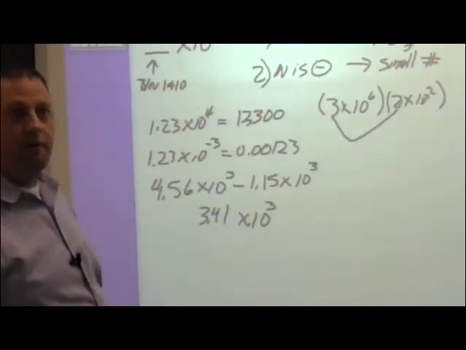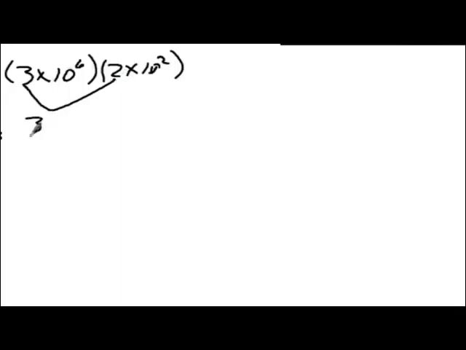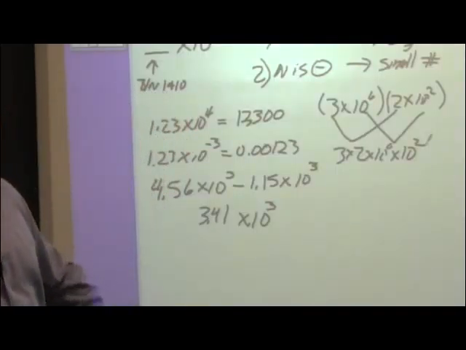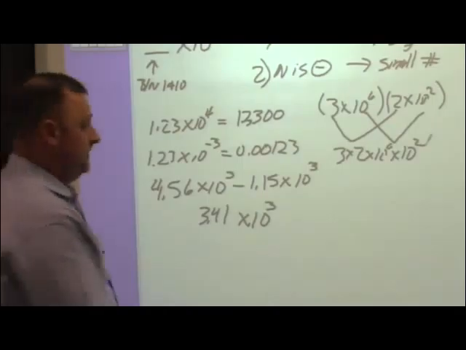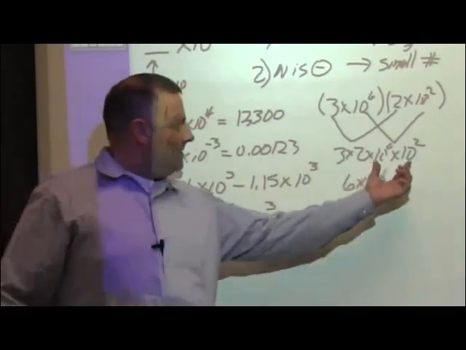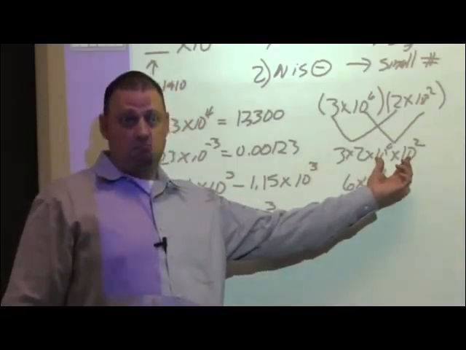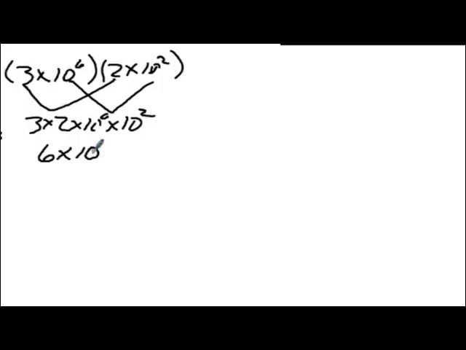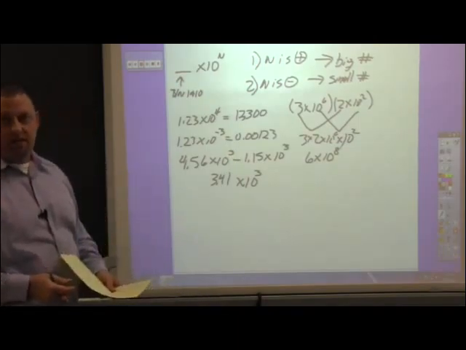We can multiply the 3 and 2 that are in front of the times 10. And now let's bring down the times 10s: times 10 to the 6th, times 10 to the 2nd. It's legal. You're allowed to do that. Now, 3 times 2, that's 6, times 10. Now, if you remember, these guys are both times 10. When you multiply, you add the exponents. Add the 6 and the 2 now. So you're going to get a power of 8. That's how you handle multiplication of scientific numbers.